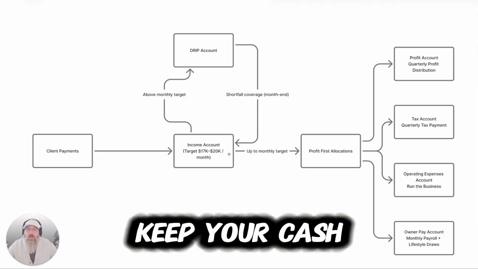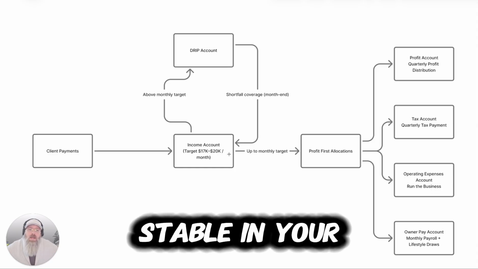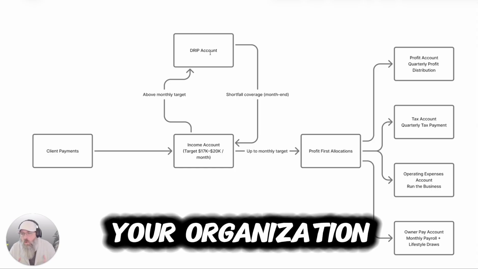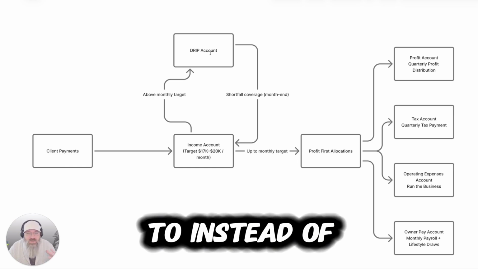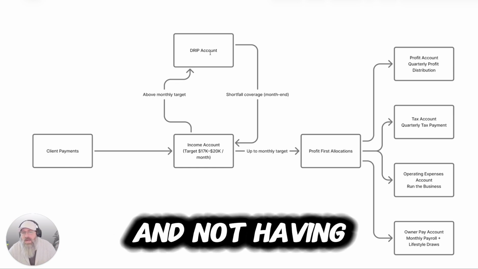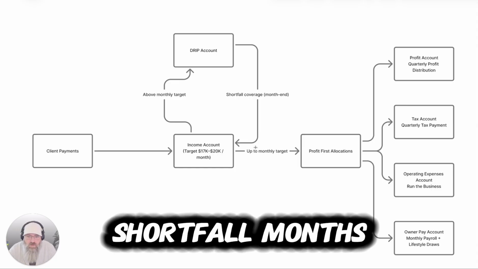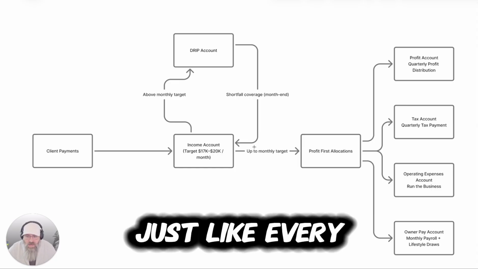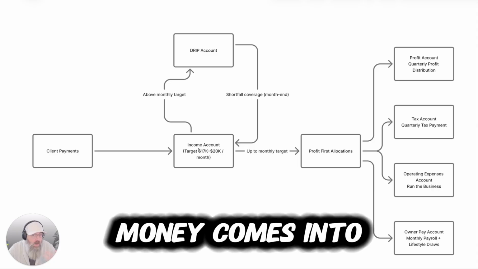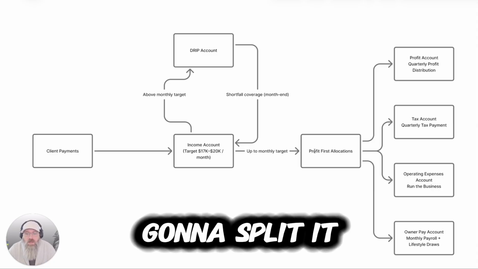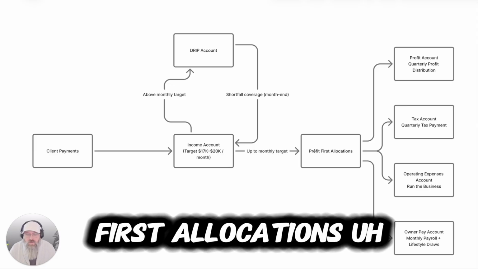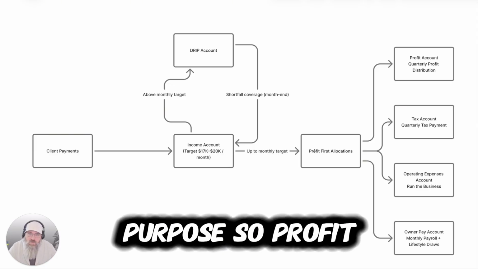It helps you keep your cash stable in your business by having this simple drip account set up in your organization, instead of spending all the money when you get it in those large months and not having it in the shortfall months. And then, just like every other month or every other allocation, you'll take whatever money comes into your income account for that month, and then you can split it up over your Profit First allocations, each into its purpose.